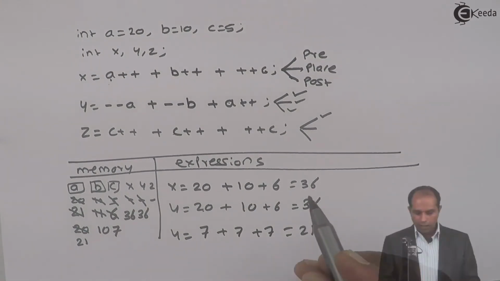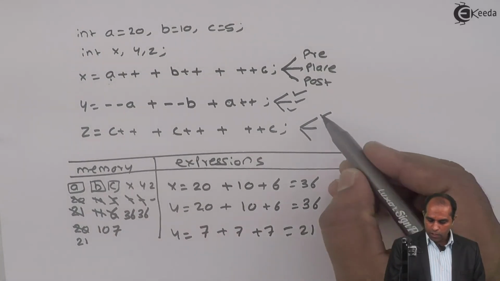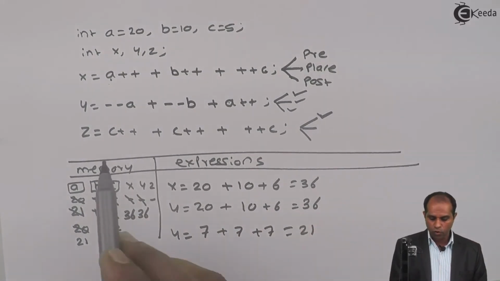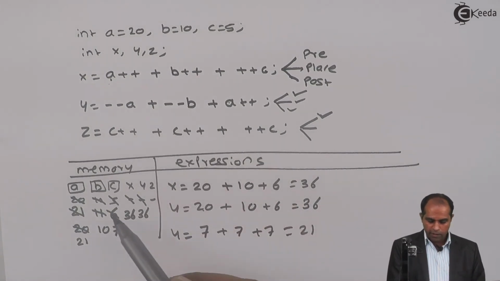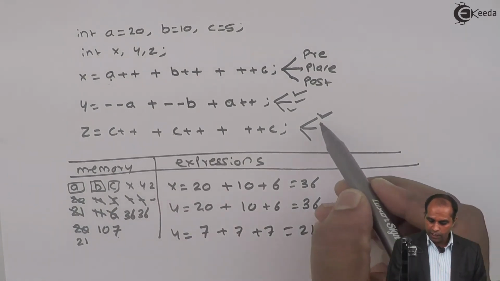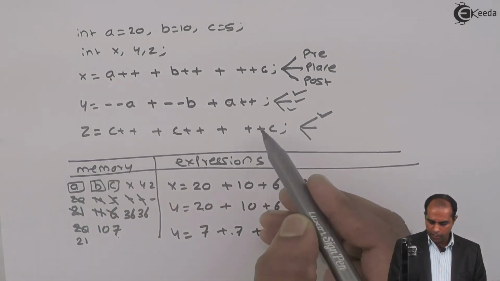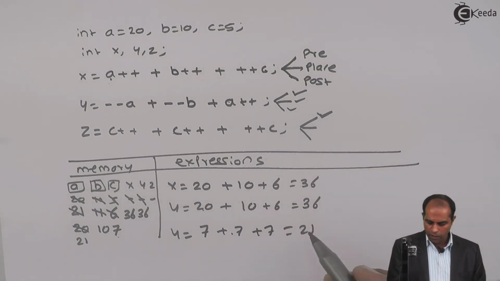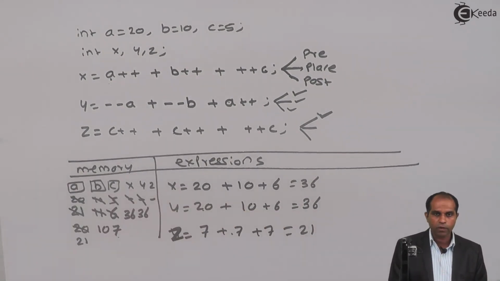So we have seen how the increment decrement operators play a role. First step is to always solve the pre-expressions. The first one was post, second one was post, third one was pre. Hence 6 was modified to 7. Then it says place the value. So place the value of C as 7, as 7, as 7. Evaluate the expression. So here Z goes as 21. So Z will get a value as 21.